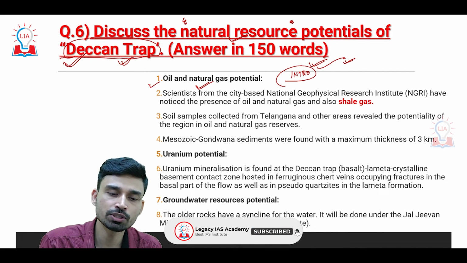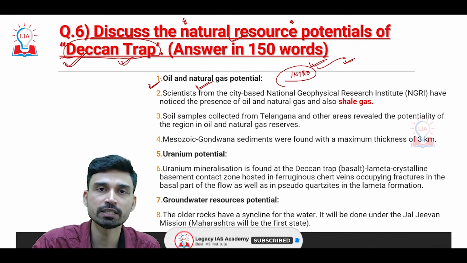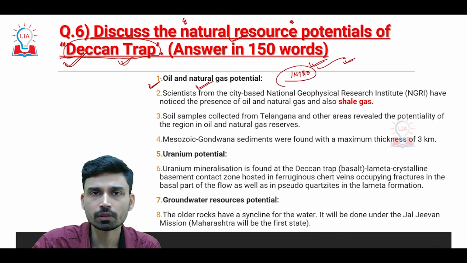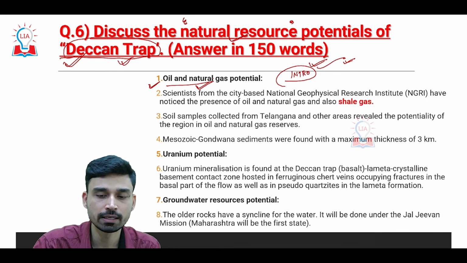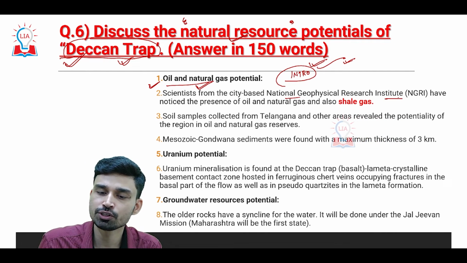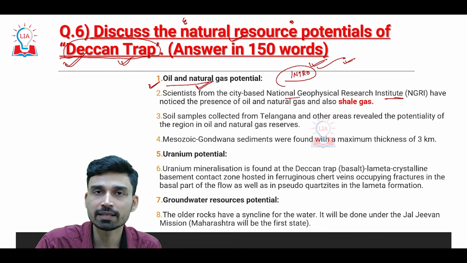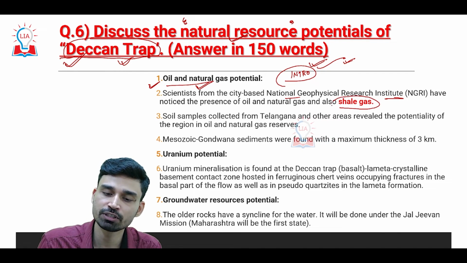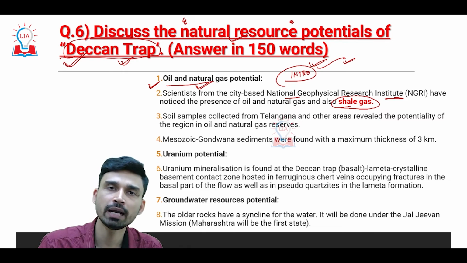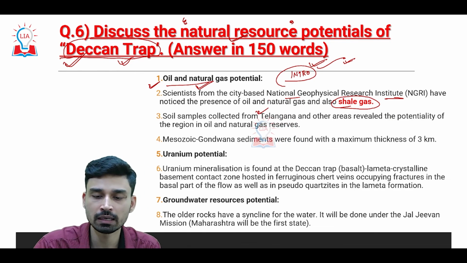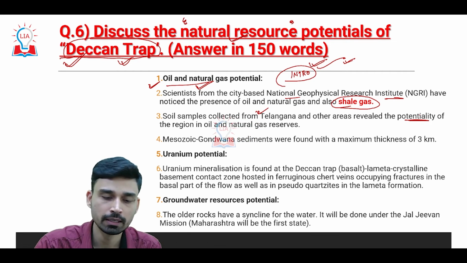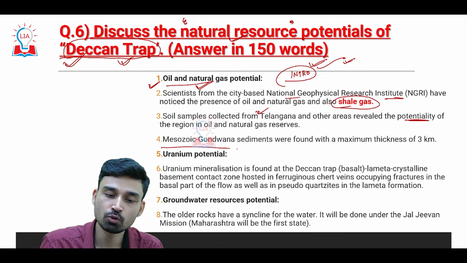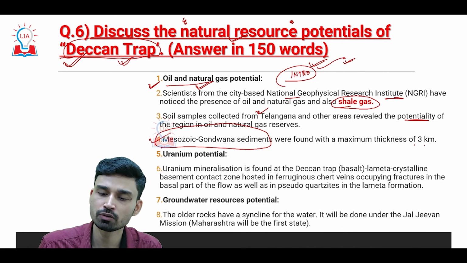So several natural resources are there which can potentially be extracted in the coming future. The first and foremost is oil and natural gas. As per the National Geophysical Research Institute, there is not only an oil and natural gas reserve, but also a reserve of shale gas which can be extracted in future. Apart from that, we have the soil samples collected from Telangana and the nearby areas. They also show the potentiality of oil and natural gas reserves. Then, these oil reserves are expected to be found in the Mesozoic Gondwana sediment, which are up to a thickness of 3 kilometers.